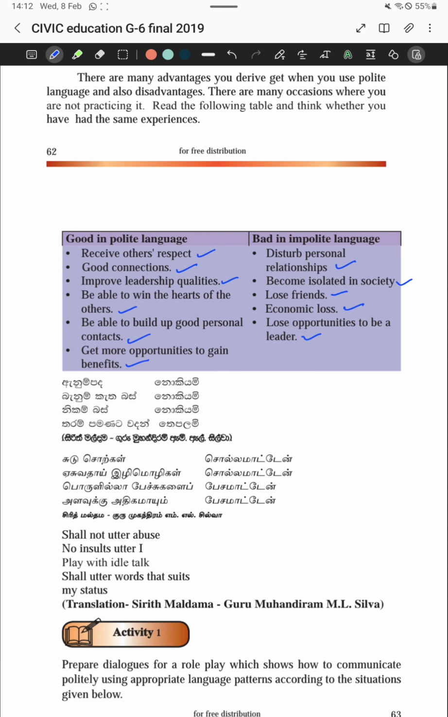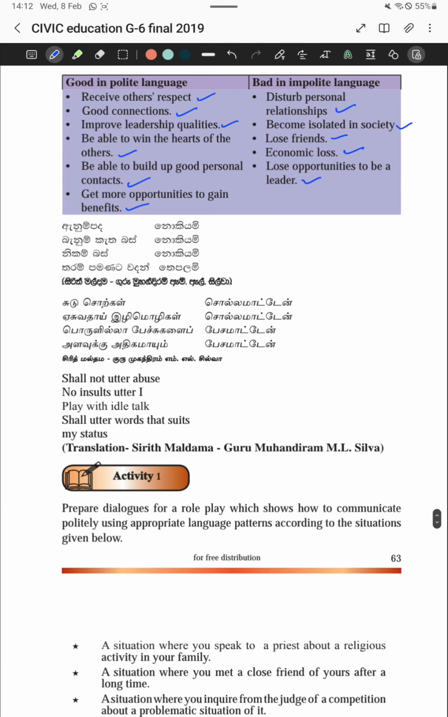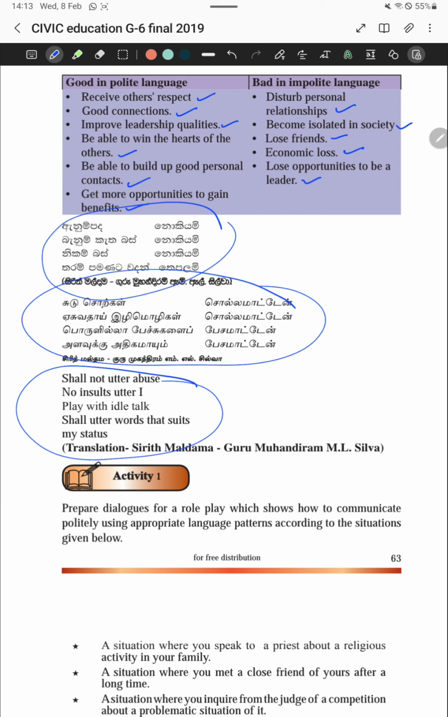So those are the things that you must know, right? You have many Sinhala Sirit Maldama poems or poetry. You can get them from your references, and you can sing this one. And also the Tamil version and the English version are there. So this is regarding the Sirit Maldama from Guru Mahandiram M.L.